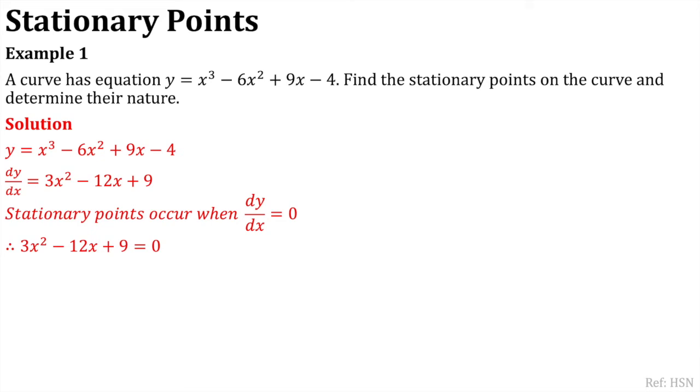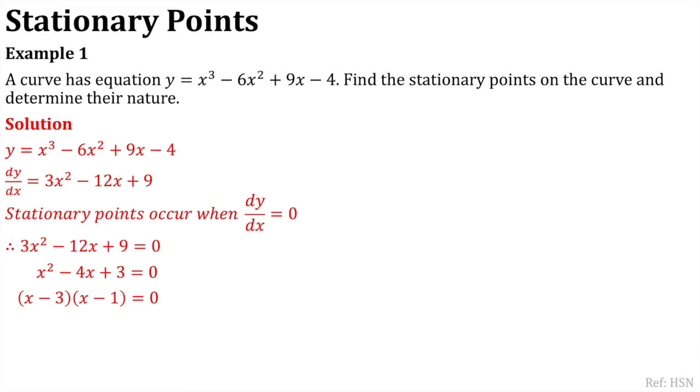Now, I need to solve that, which means I need to factorise, and in the first instance I can take out a common factor, and I can basically divide throughout by that common factor. So I've divided throughout by 3 here to leave me with x squared minus 4x plus 3 equals 0. And if I now factorise, I get x minus 3, x minus 1 equals 0.